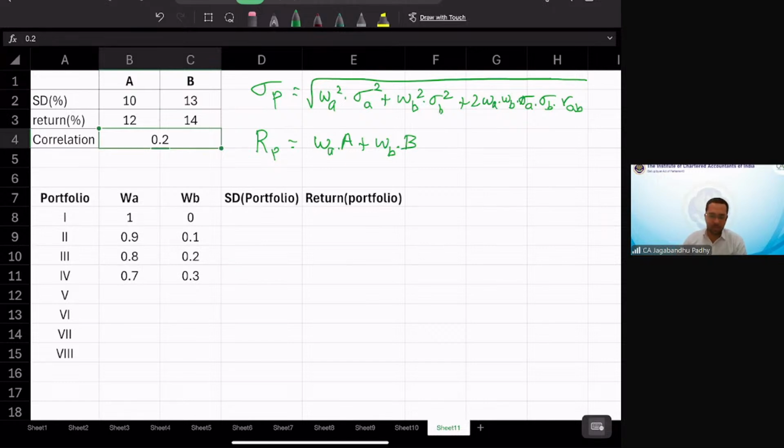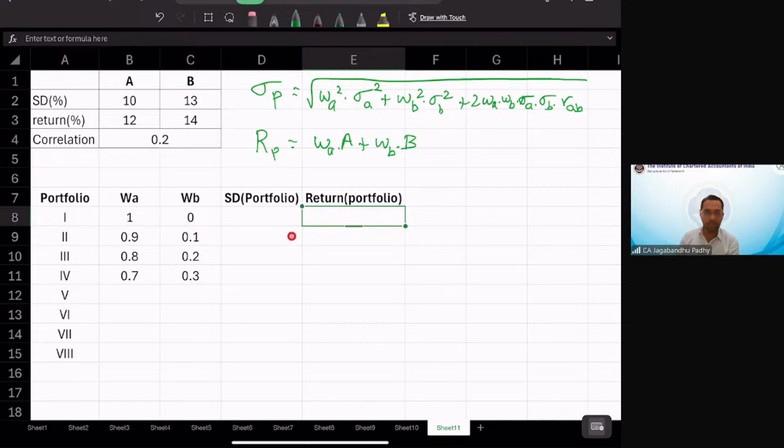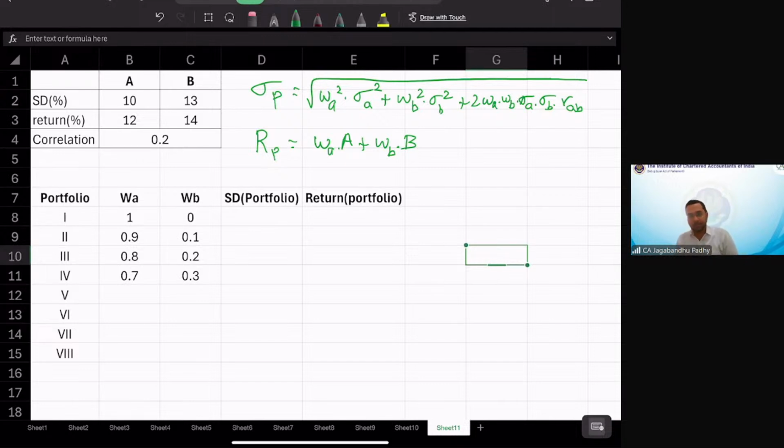Can you calculate this? Standard deviation of the portfolio and the return of the portfolio. Can we do that, guys? Yes, sure. Get the standard deviation and return of the portfolio for these 4 numbers, because the rest of the numbers I can drag easily for you. But I want you to get a hang of this formula before we proceed further. Please try to calculate it, guys.